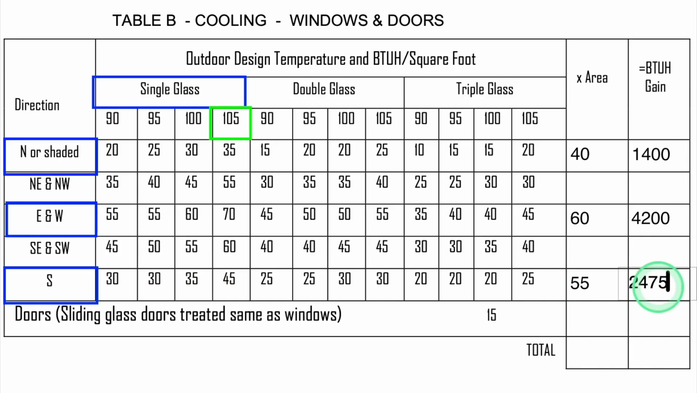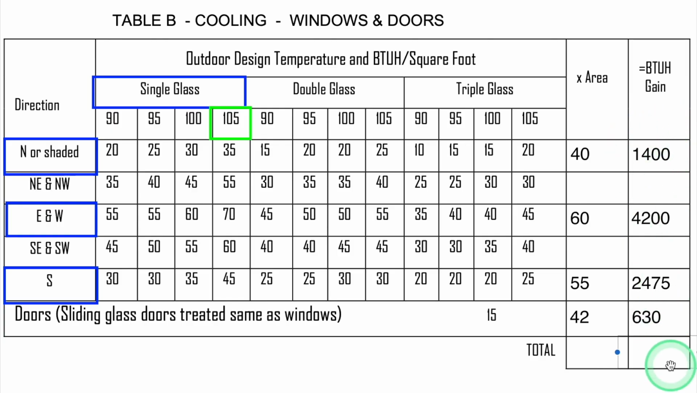2,475 BTUs. Okay. We can't forget the doors now. Now the doors, the heat gain BTU per square foot is 15, and we know our door area is 42 square feet times 15 BTUs per square foot. So 15 times 42 equals 630 BTUs per hour just through the two doors.